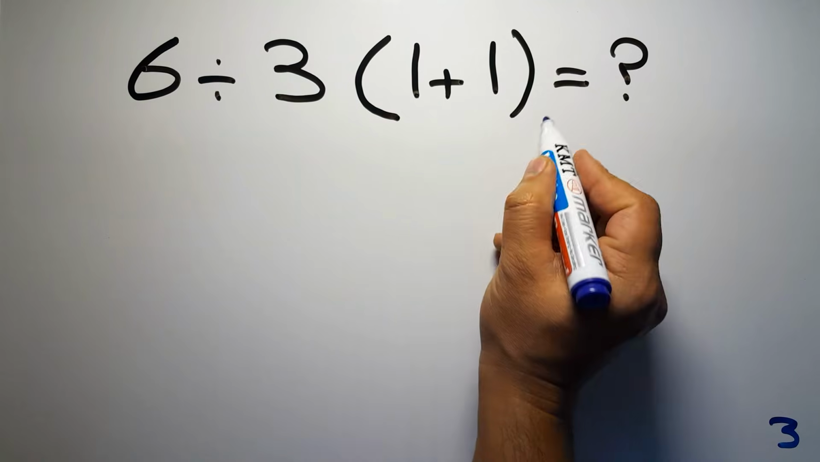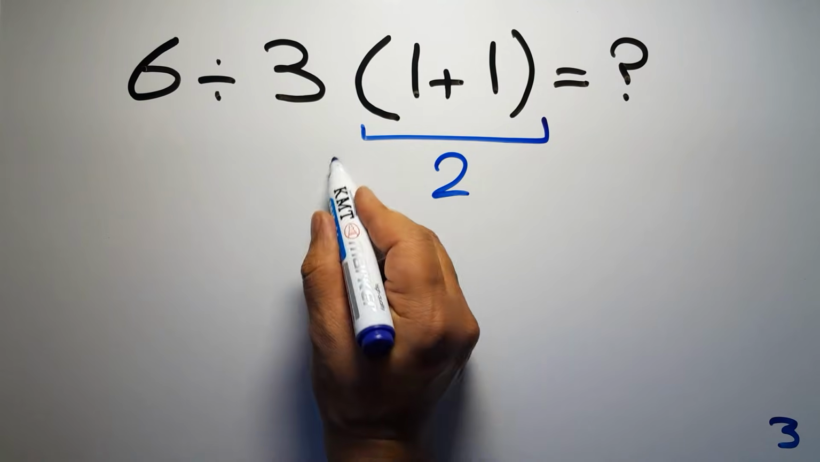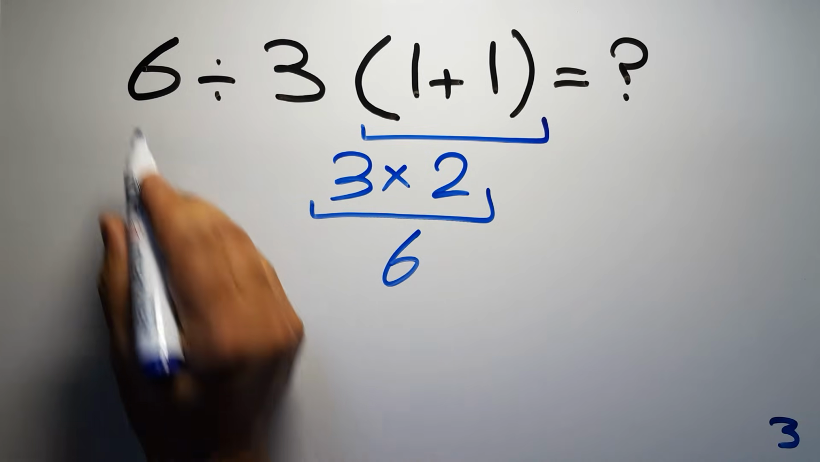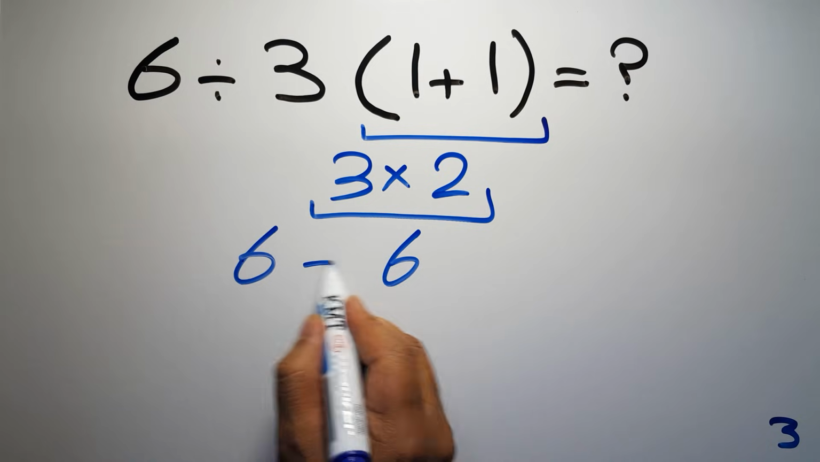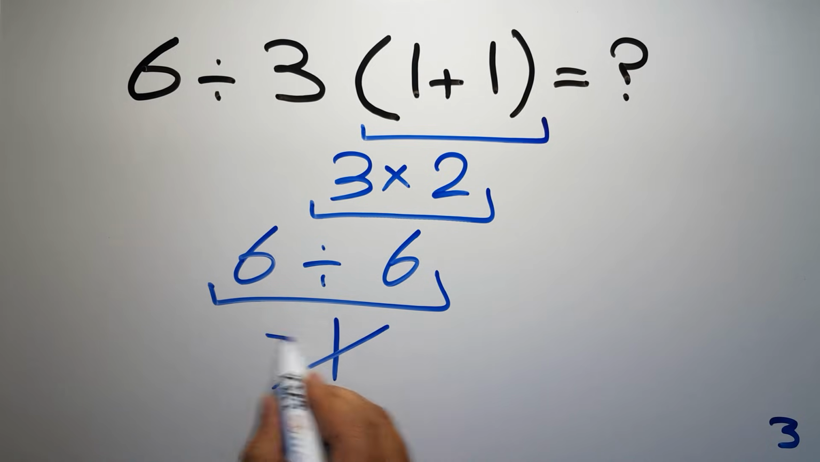1 plus 1 gives us 2. And 3 times 2 equals 6. So 6 divided by 6 is just 1. But this answer is not correct.